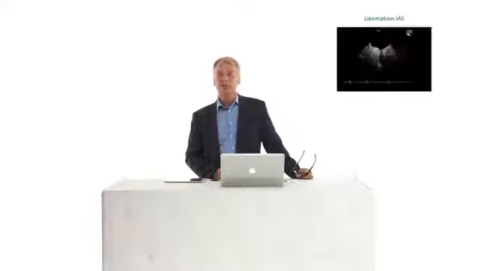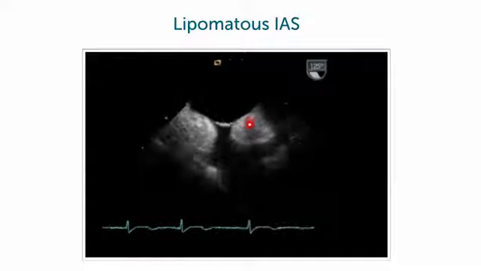Lipomatous intraatrial septum. If you perform TEE, I'm sure you've seen it on several occasions. It is a structure where you have fatty infiltration of the secundum septum, where the primum septum is actually free of fatty infiltration. That's why the structure looks something like a dumbbell.